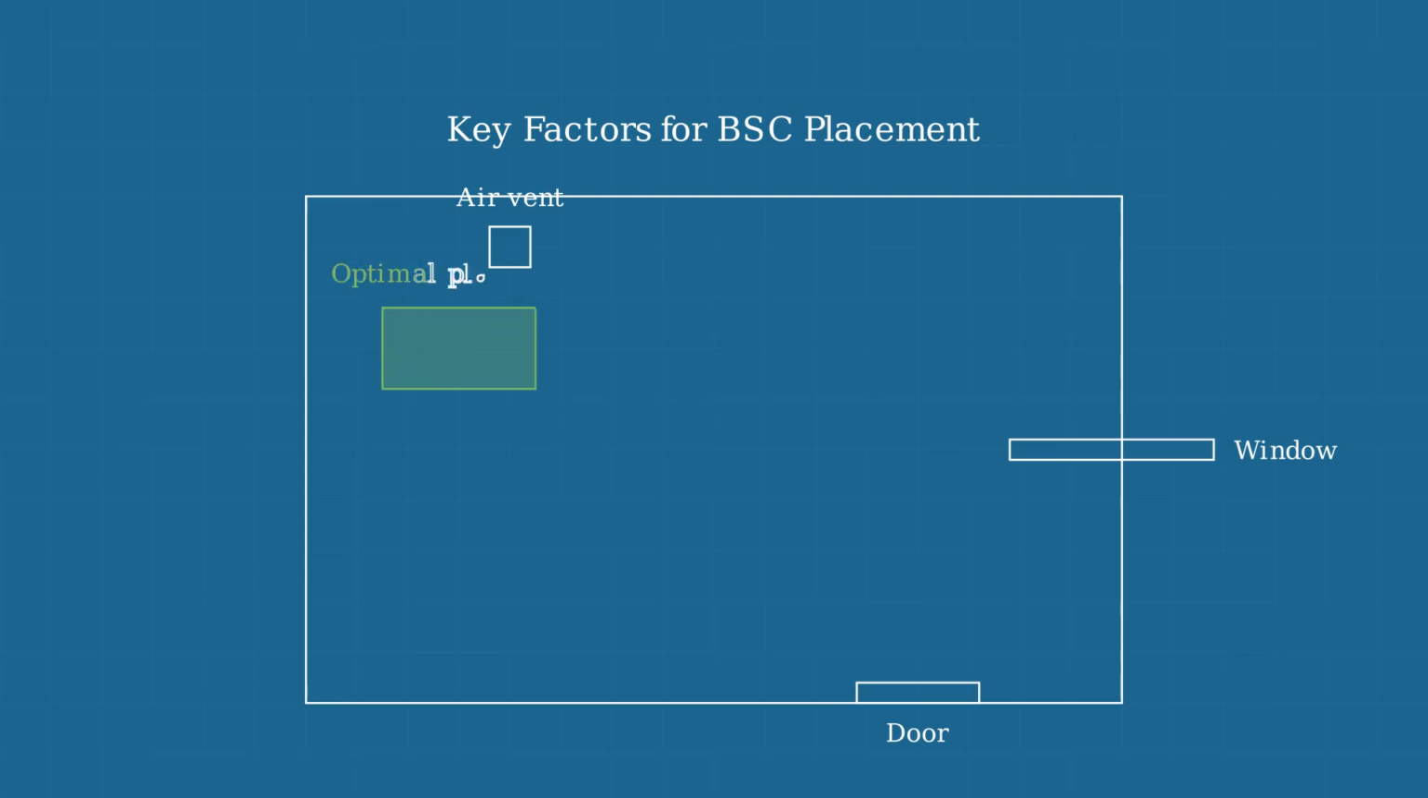A better placement is away from doors, windows, and air vents, preferably in a low-traffic area of the laboratory. Proper clearance is essential. Maintain at least 30 centimeters from the ceiling and 15 centimeters from walls to ensure adequate airflow around the cabinet. Let's summarize the critical factors to consider for proper BSC placement.